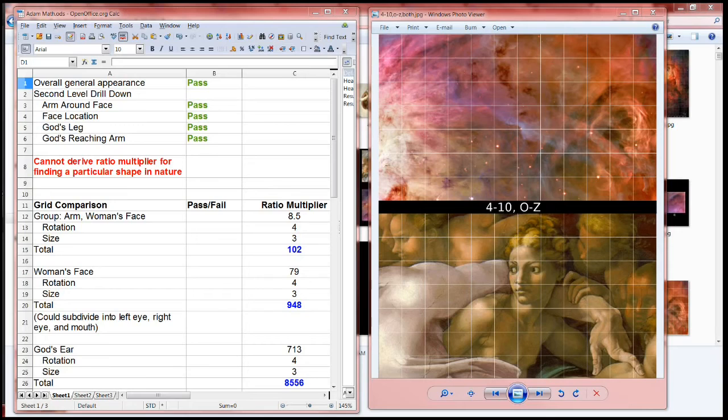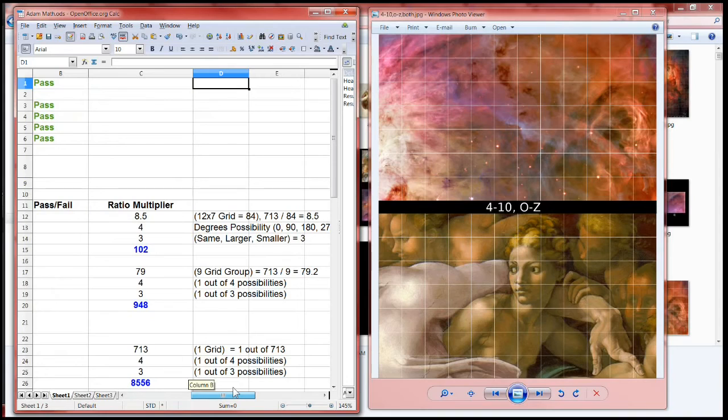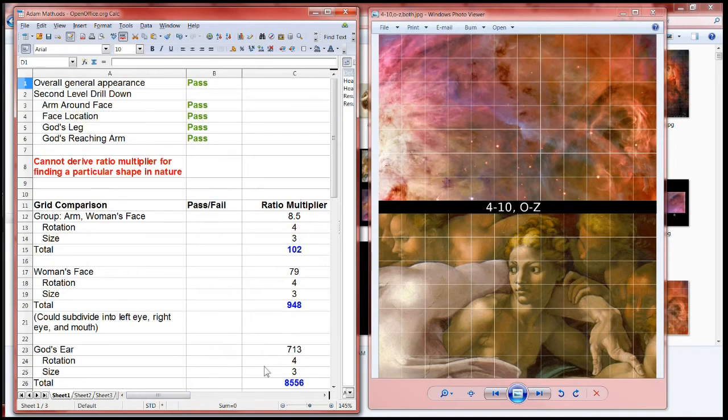So as we start breaking this thing down into smaller subsections, the first thing that we want to look at is a smaller subgroup of the larger image. What we have right here is the same grids, 4 through 10 and O through Z. And what we notice about them is that we have an 8.5 multiplier. The reason is that we have a 12 by 7 grid, which is equal to 84 grids, and 713 divided by 84 is 8.5, so we have an 8.5 ratio multiplier.